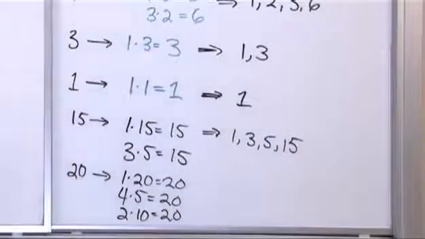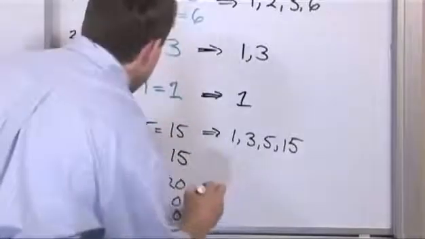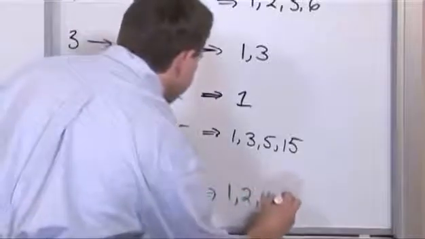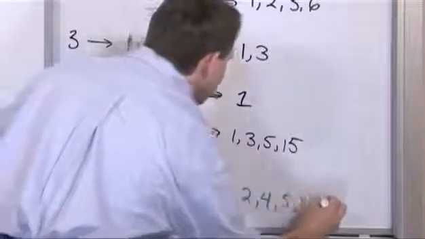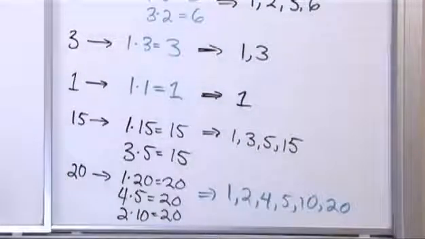But I don't think there's anything else that you're really going to have. Again, you have 10 times 2 and 5 times 4, but those aren't really going to contribute. So the only factors you really have are 1, 2, 4, 5, 10, and 20, and that's it.